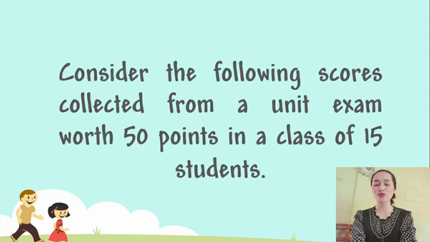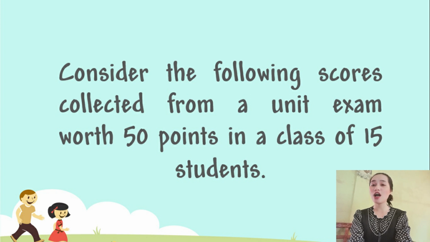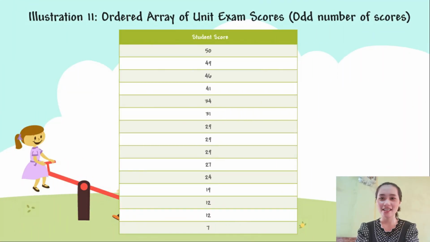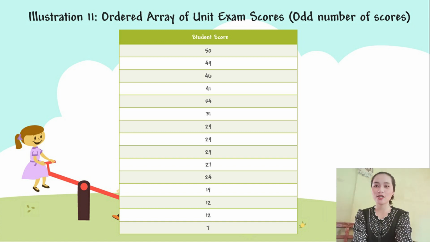Consider the following scores collected from the unit exam worth 50 points in a class of 15 students. Illustration 11, ordered array of unit exam scores for an odd number of scores. Whenever dealing with an odd number, the median is the middle number. So in illustration 11, the total number of students' scores is 15, an odd number.